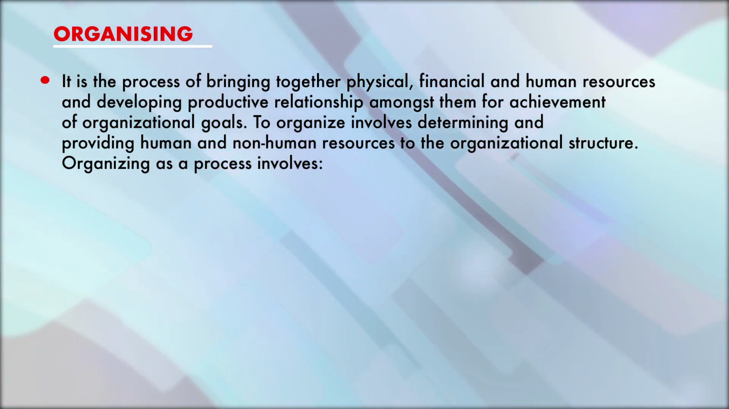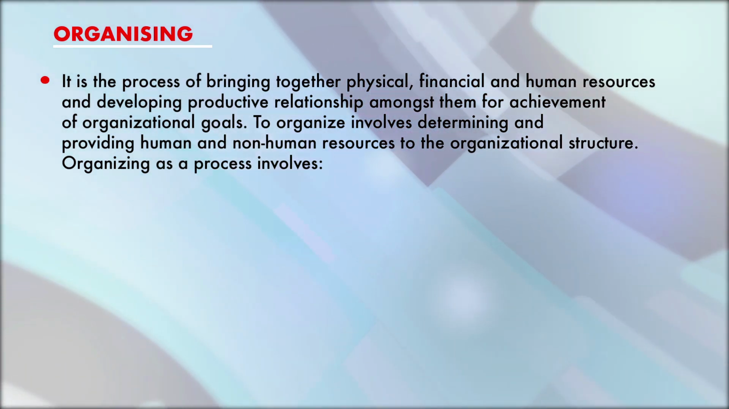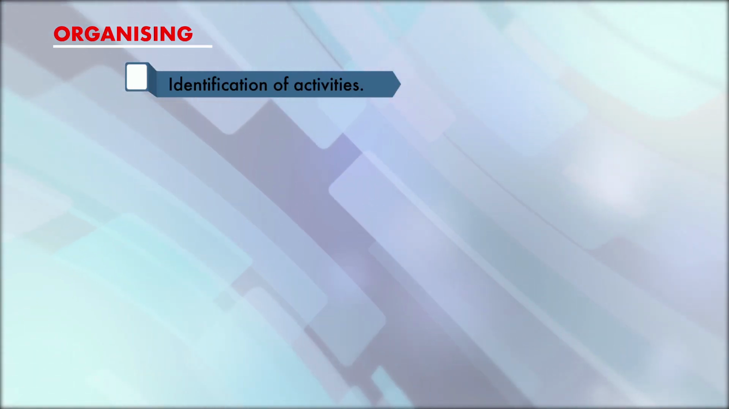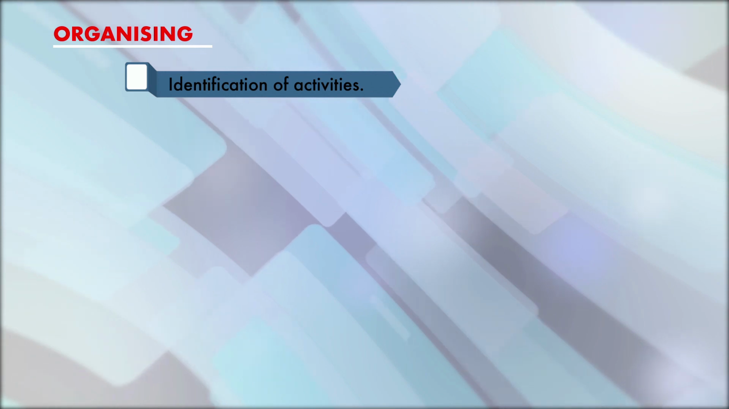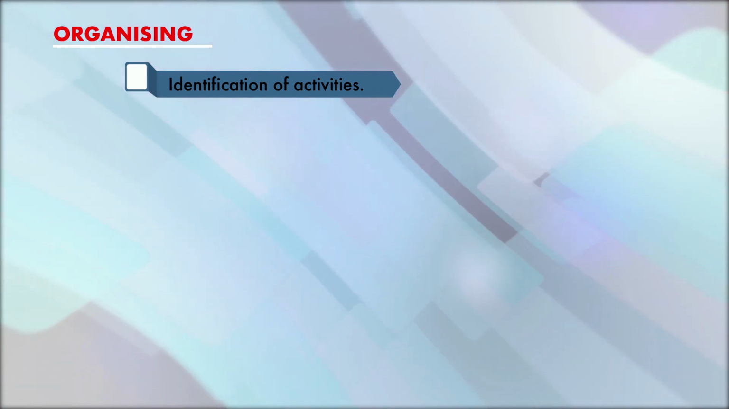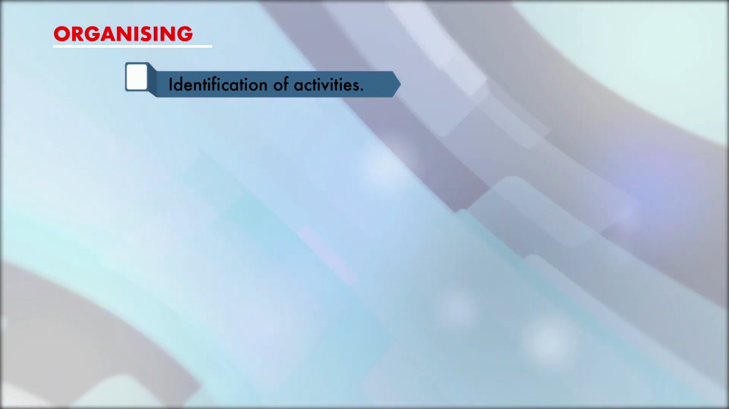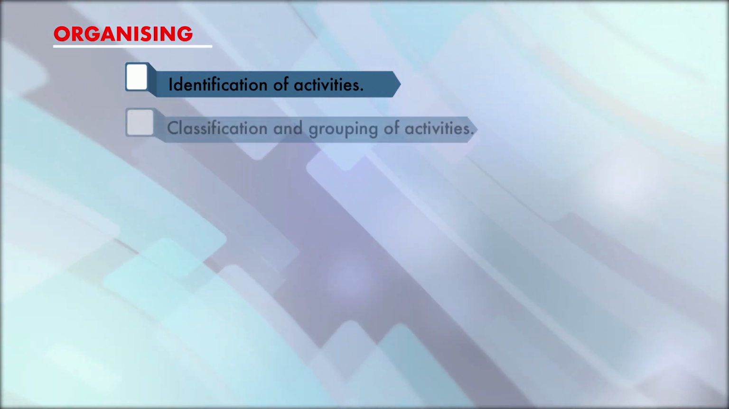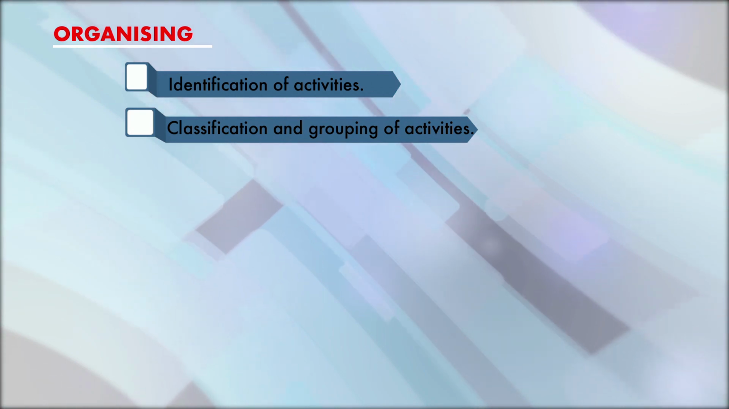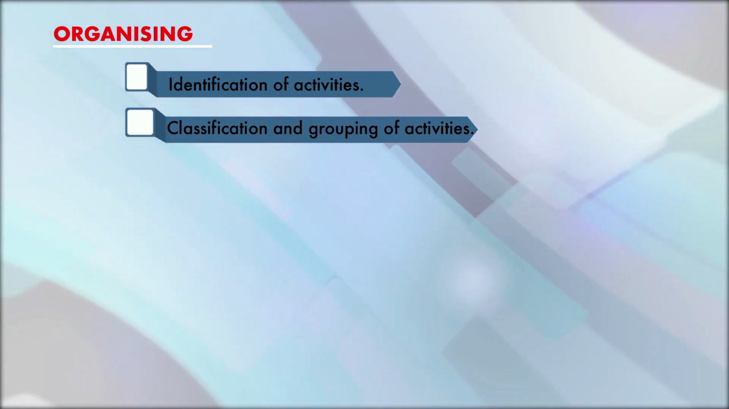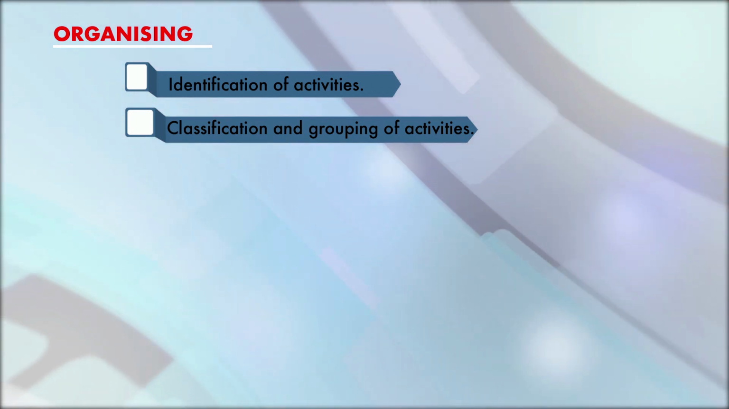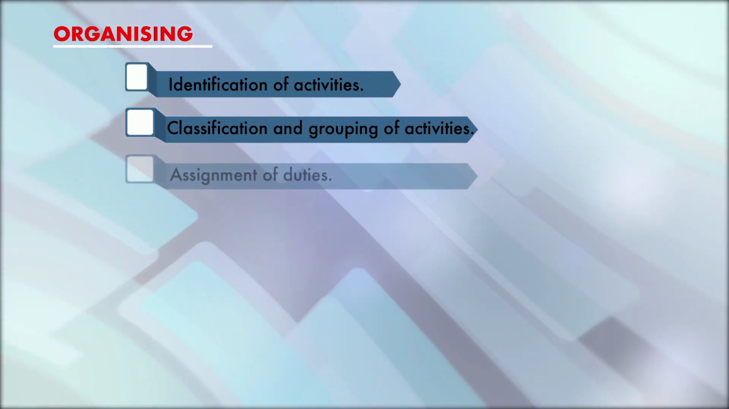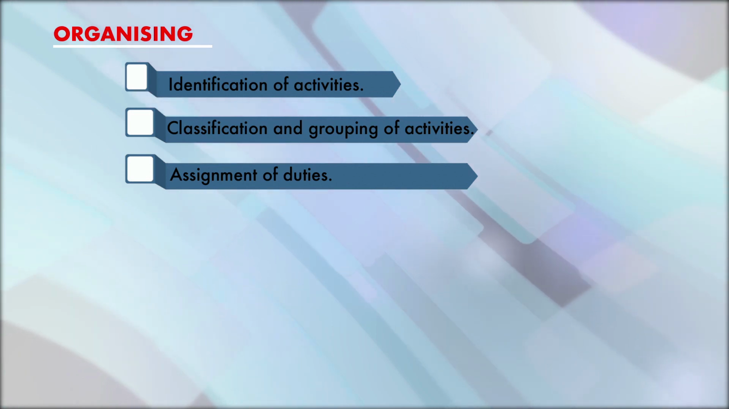Organization as a process involves the following things: identification of activities. We identify the activities of the organization and then we structure the organization according to these activities. We further classify and group these activities and accordingly, according to the skills or the competencies of the staff, we assign duties to them.